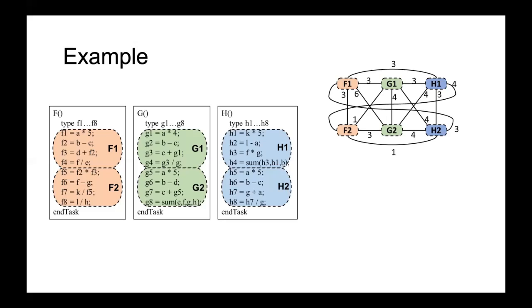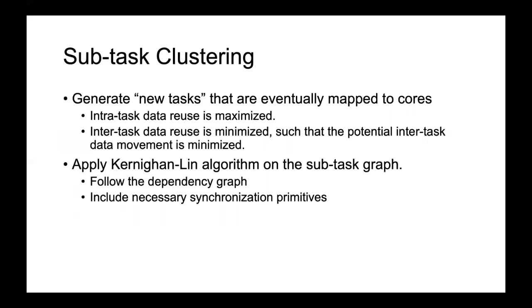And simultaneously, our approach at this step also generates a dependency graph at the subtask granularity. So in this example, there is one dependency arrow between F1 and F2. This is because the F2 and F3 generated in the F1 subtask are used by the F2 subtask. And the next step is subtask clustering. In this step, our goal is to generate new tasks that are eventually mapped to the cores.